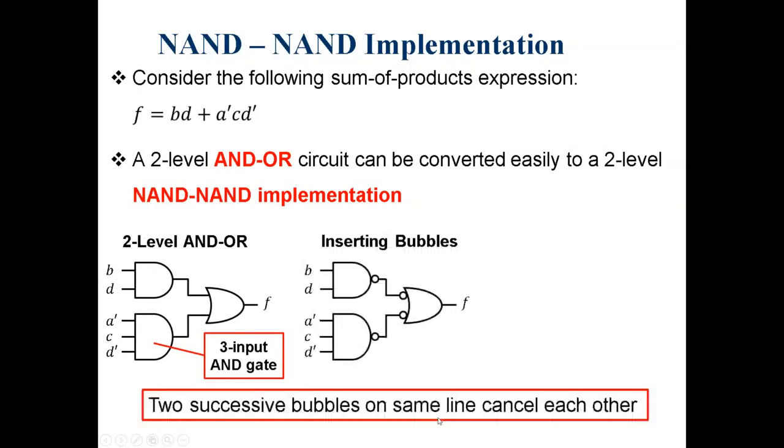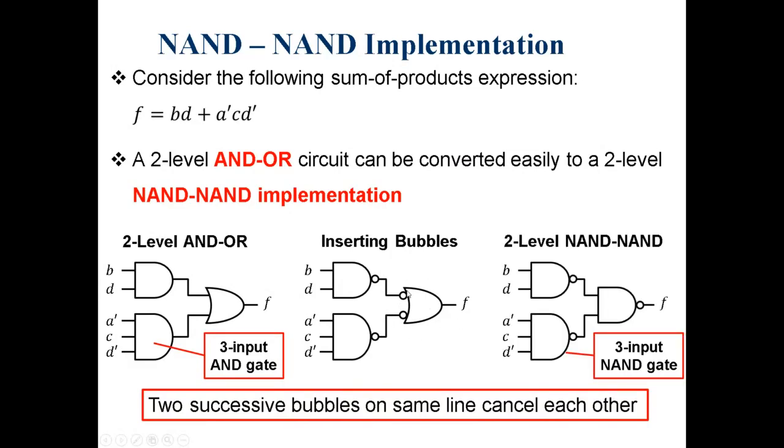Okay, if you want to convert this into a NAND implementation, we need to push the bubbles on the output of these AND gates and the input of the OR gate, because these two bubbles will cancel out each other. So now this is a negative OR gate, and we can convert this negative OR gate into a NAND implementation. So this is a two-level NAND implementation. The first level is now a NAND gate, and the second level is also a NAND gate.